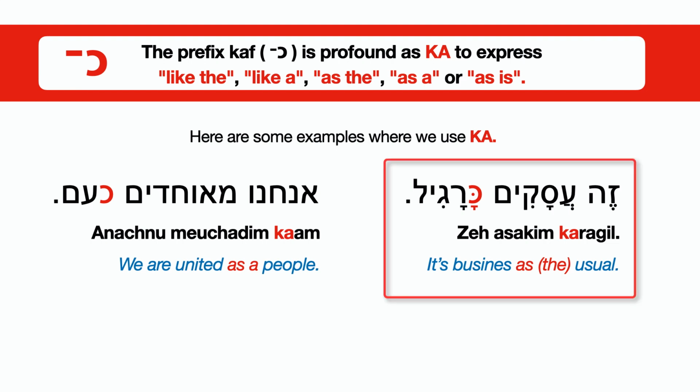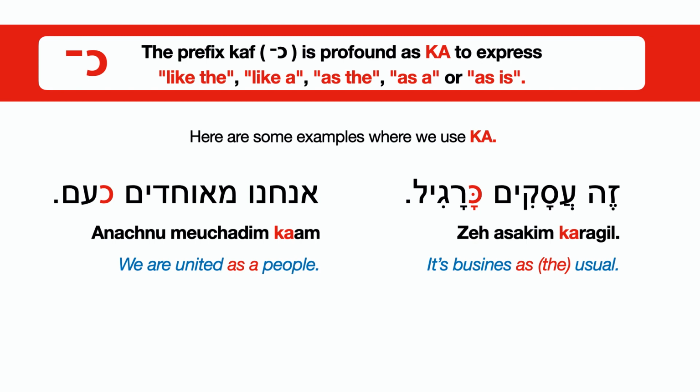זה עסקים כרגיל. זה, that means it or this is, okay. עסקים means business. Ka means as the, okay. כרגיל, usual. So כרגיל, as usual or as the usual. זה עסקים כרגיל. It's business as usual.